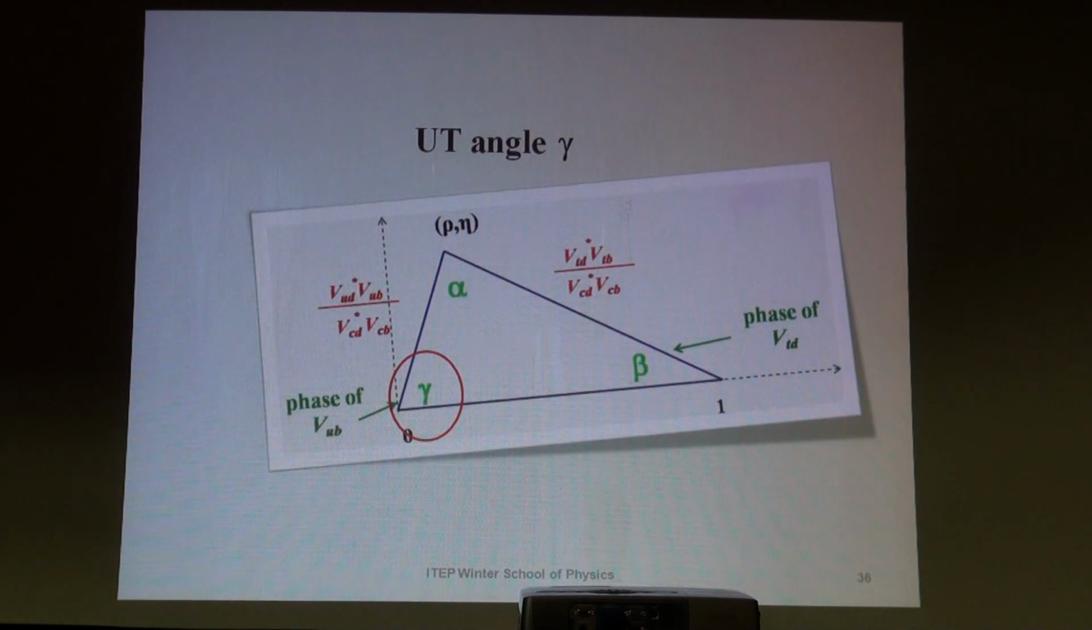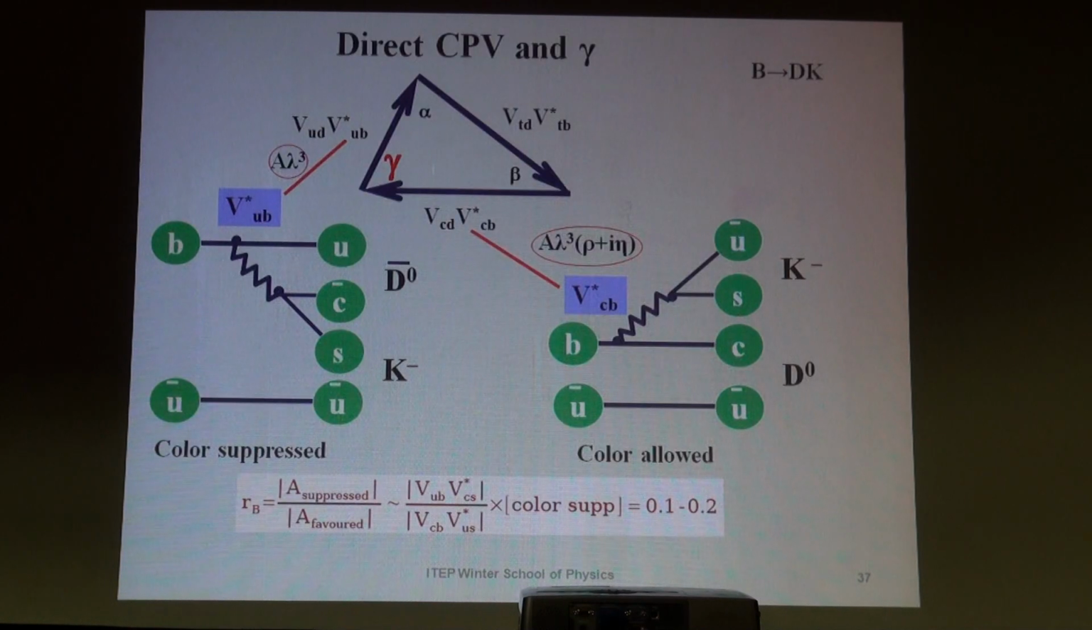Okay, angle gamma, the last angle of the unitarity triangle. It's again not so easy to measure. There was a good idea how to try to do this. If B decays into D0 K, there are two diagrams, one consisting of Vub, another of Vcb. Yeah? Both charged B mesons can decay to K minus D via two diagrams. The only problem is that here we have D0 bar and here we have D0. They're different.